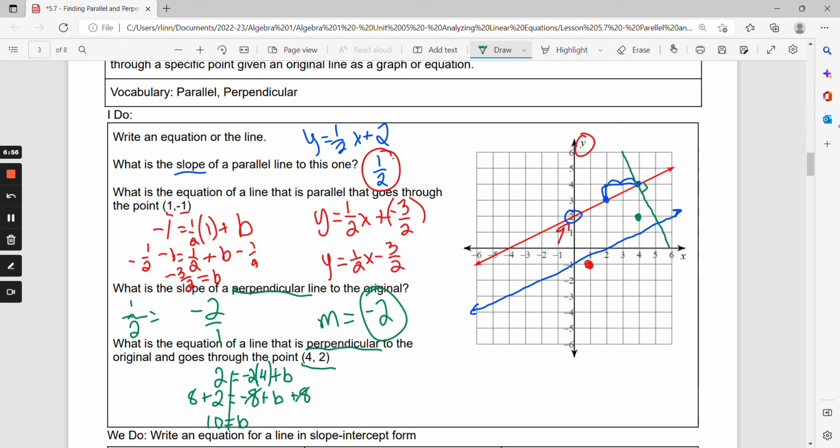So now just like in slope-intercept form, we have y equals mx plus b. Our m, our slope, we already found out was negative 2. And then our b value, which is our y-intercept, we just found out is positive 10. So we have y equals negative 2x plus 10.